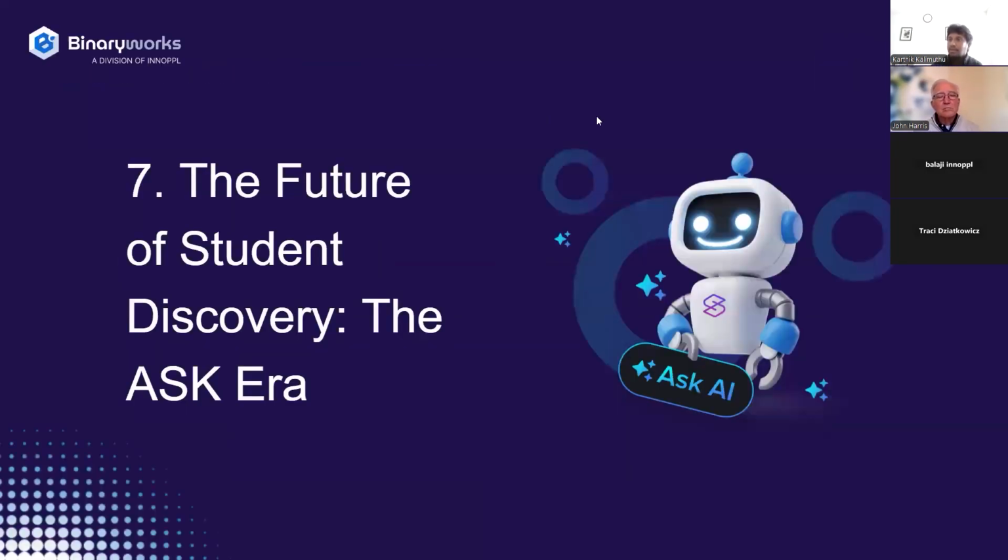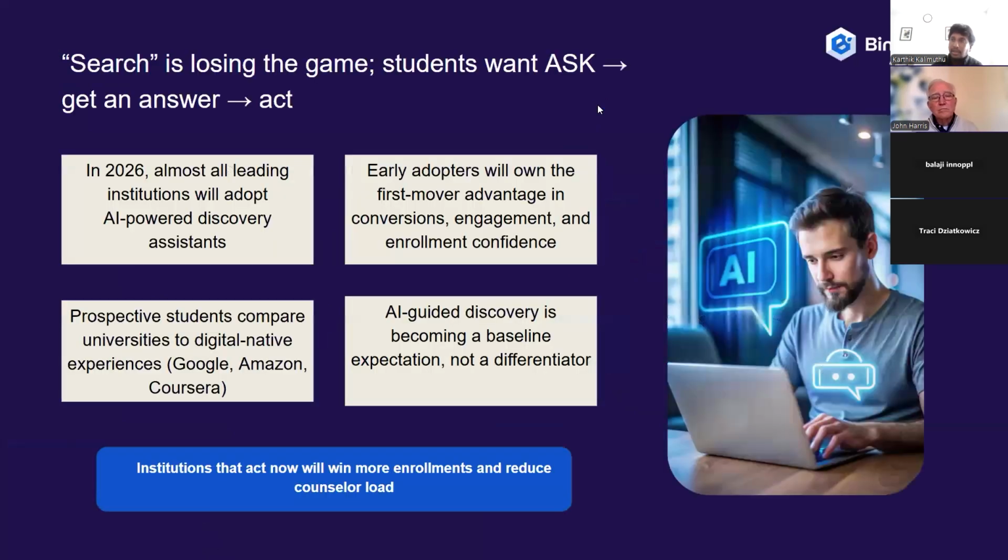Okay. So the last part here is the future, data predictions. Most of the institutions are planning to adopt the AI powered discovery assistant. Almost 80 to 85% have already started the discovery on this process. And some have even started implementing a tool like what we have or some other tools. So traditional search is losing the game. Students want to interact with websites.